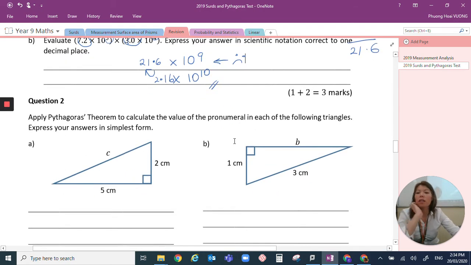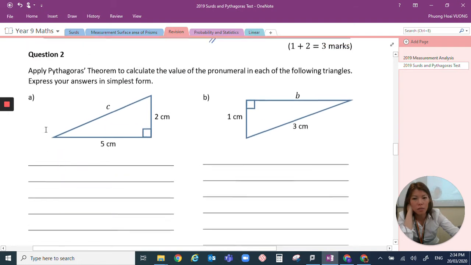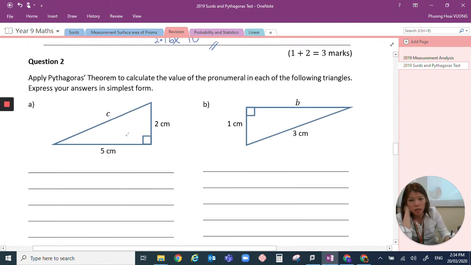Alright, apply Pythagoras theorem to calculate the value of the pronumeral in each of the following triangles. Express your answers in simplest form. So this is looking for the longest side. So c is equal to the square root of 2 squared plus 5 squared. We have the square root of 4 plus 25. We have the square root of 29. Can you simplify the square root of 29? I don't think so, so we'll leave it as that.